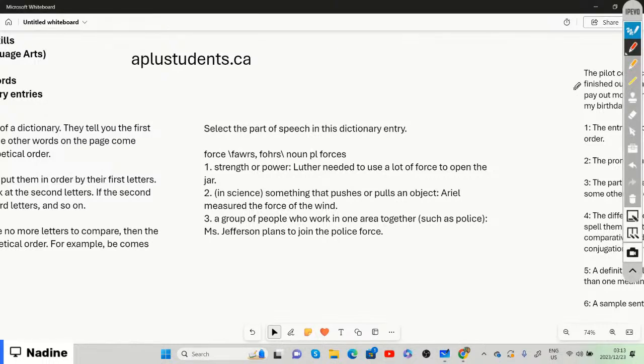And then when it comes to looking up a specific word within the dictionary, they will tell you the part of speech also within the dictionary entry. So if you are looking up the word force, they even tell you how to say the word.